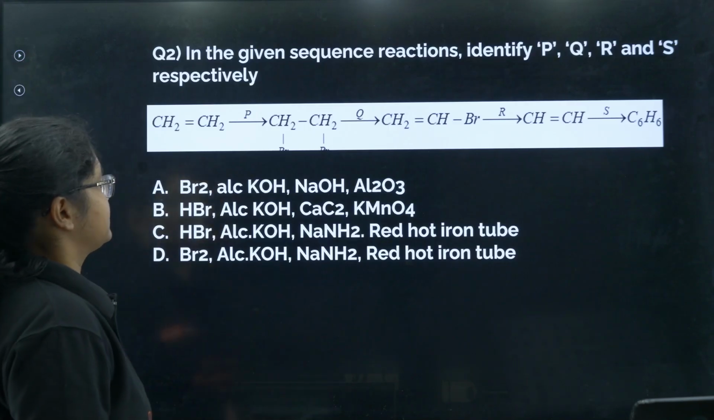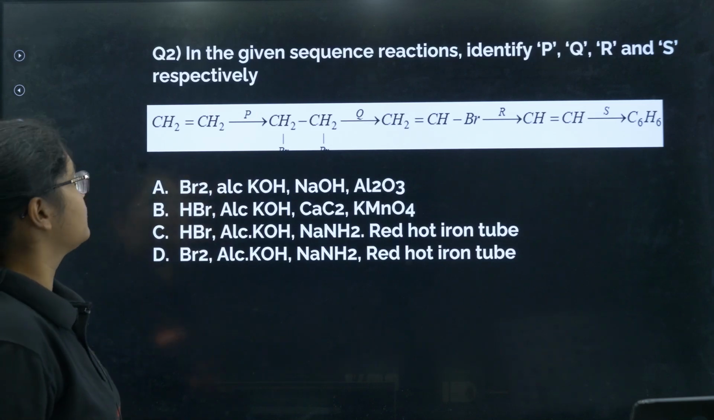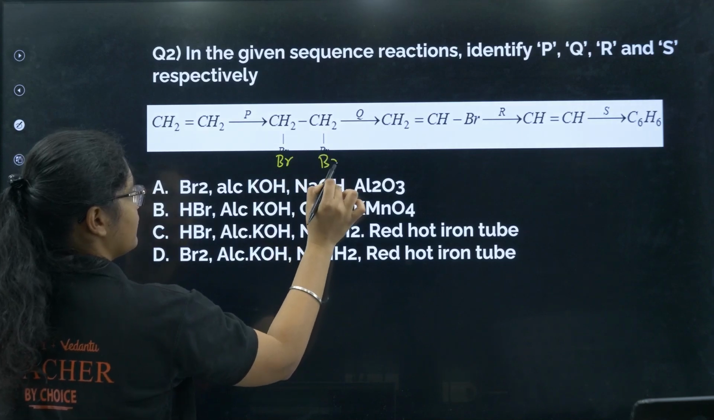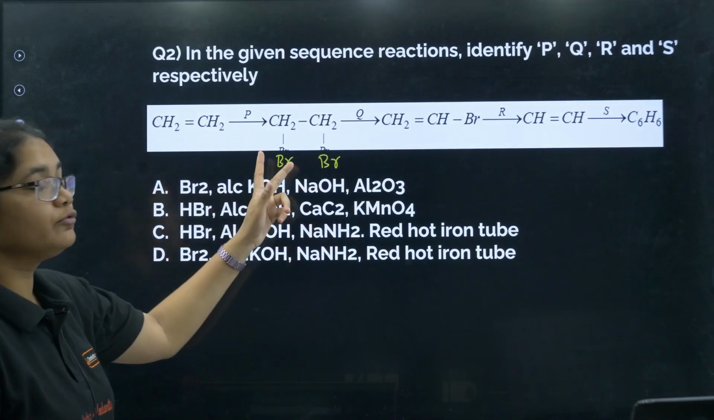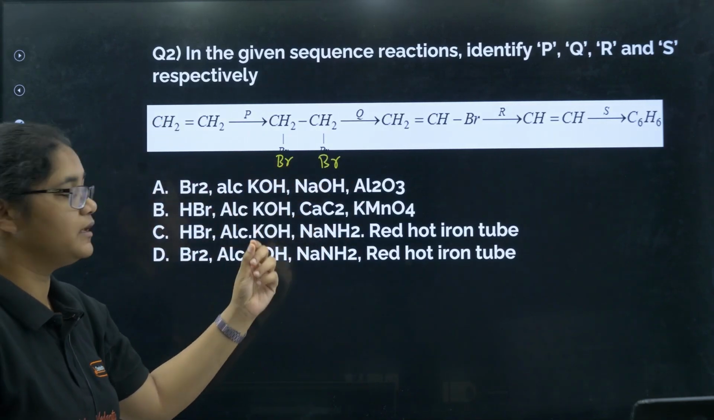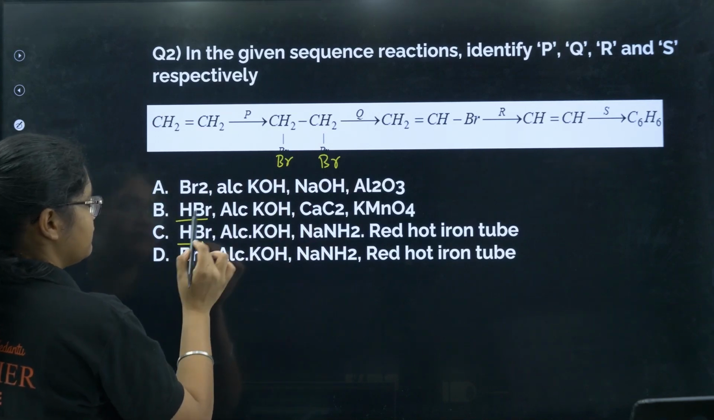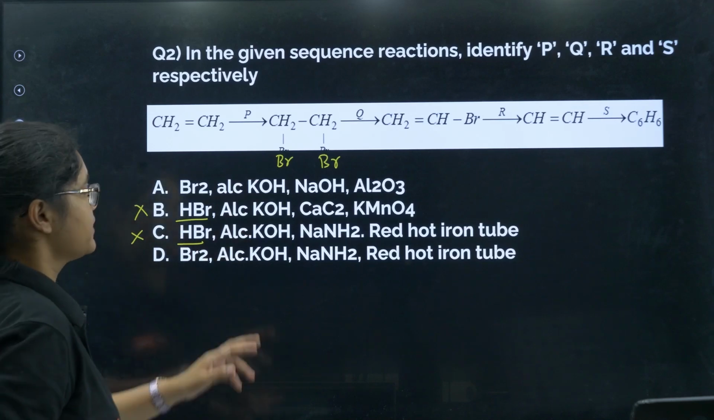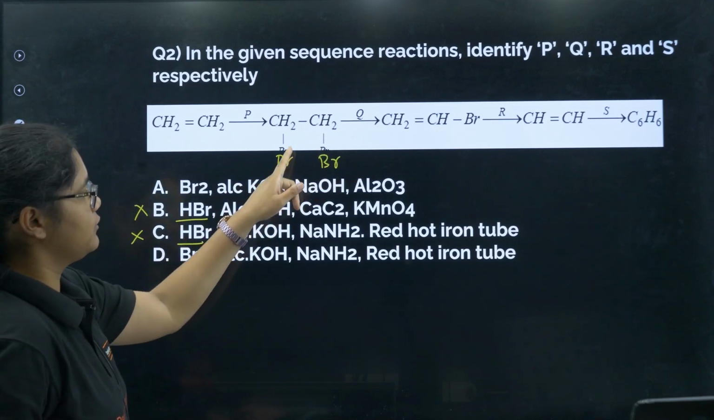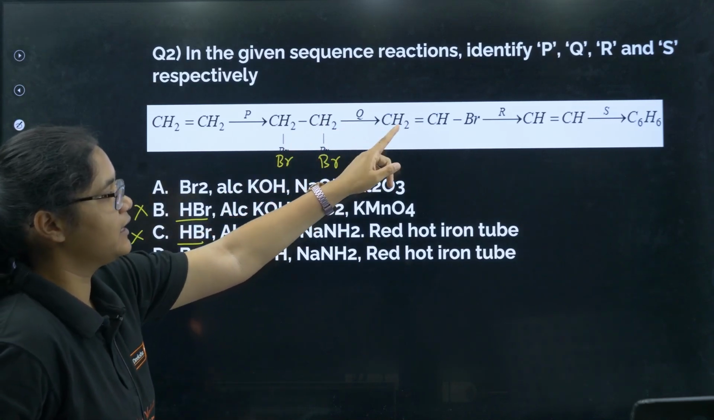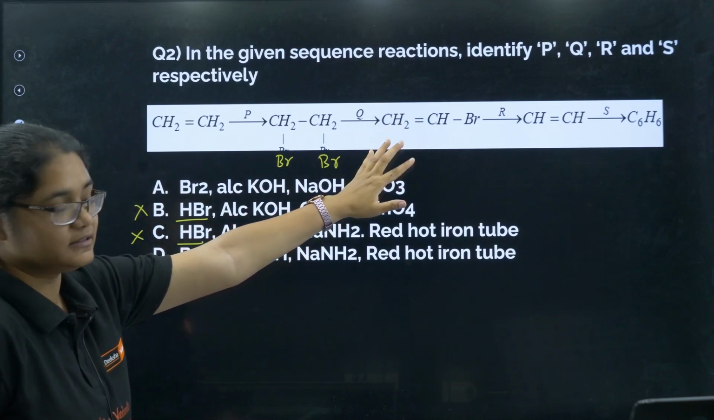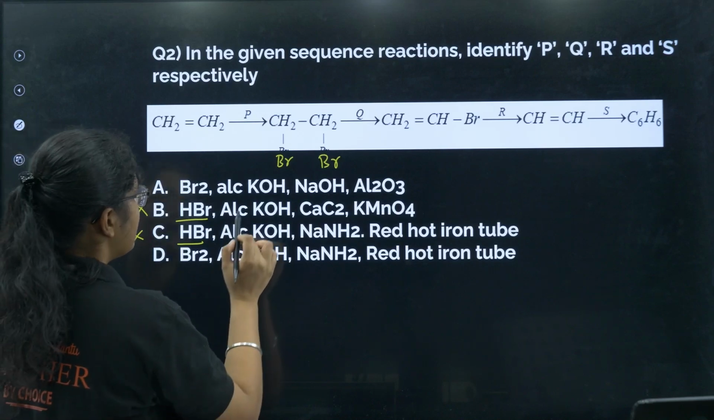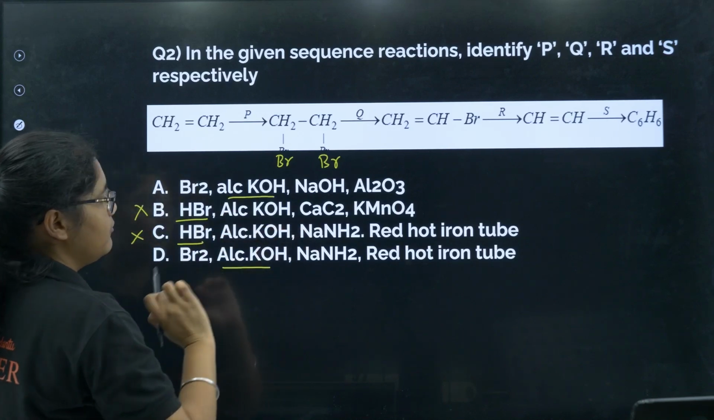Next, in the sequence of reactions P, Q, R and S respectively are. So here there is bromine. Now you can see alkene is there and 2 bromines are added. For that you need to add Br2 in presence of CCl4. If you add HBr, you won't get 2 bromines, so we can eliminate this option. Next, after that there is a Q where you have removed 1 HBr and you are getting 1 Br is there and 1 Br is removed. So that is dehydrohalogenation. For that I need alcoholic KOH, that is there in both the options.